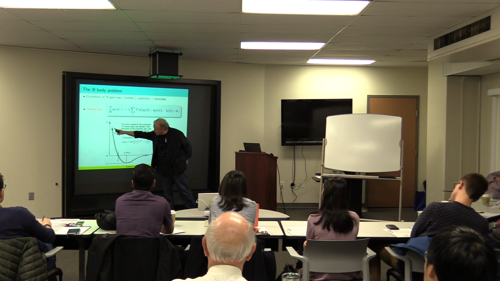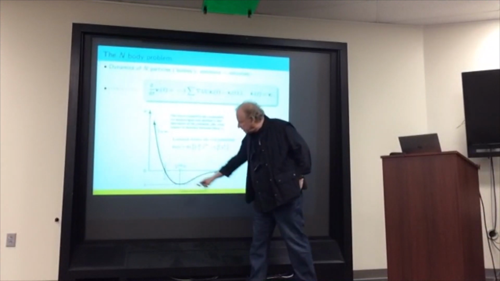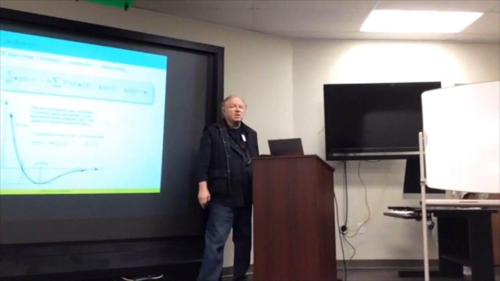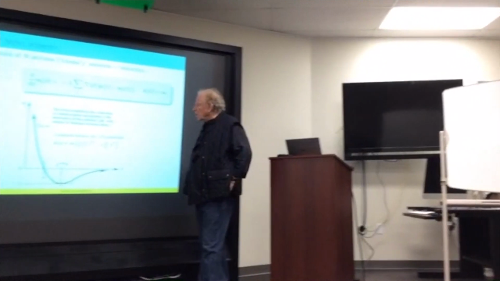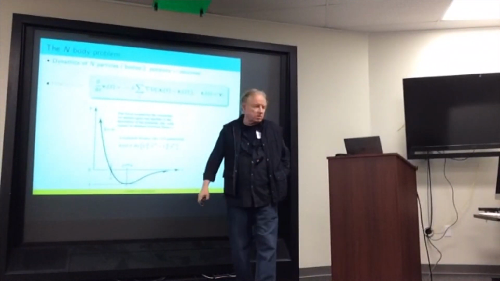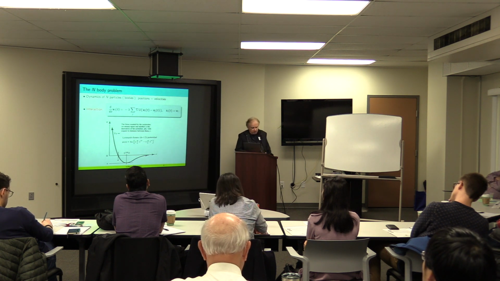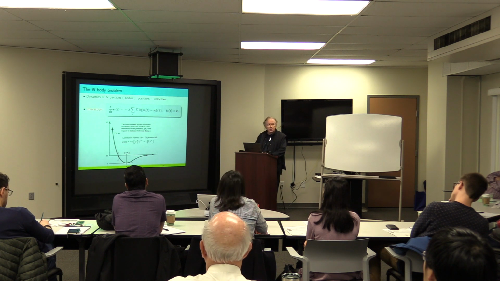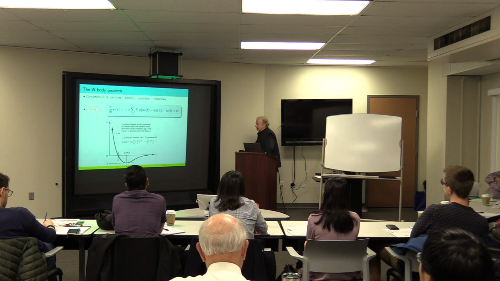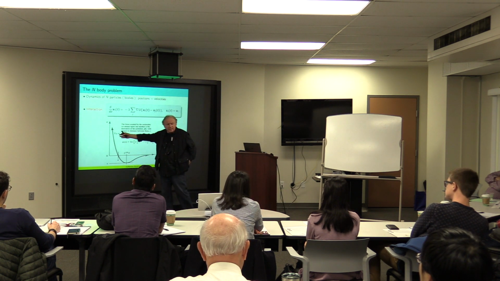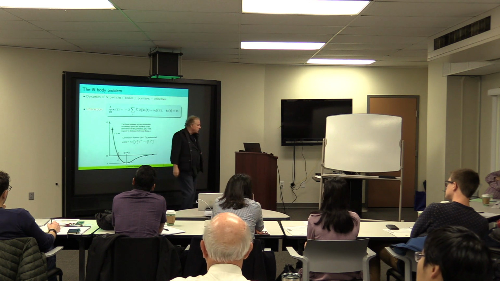And here's a canonical example of something which is repulsive because it's decreasing, and attractive because it's increasing. So this is the famous Lennard-Jones potential. It comes from the atomic level. Jones, by the way, adopted the name of his wife, who was Lennard, because she was of higher nobility. So this is a canonical example, the n-body problem.